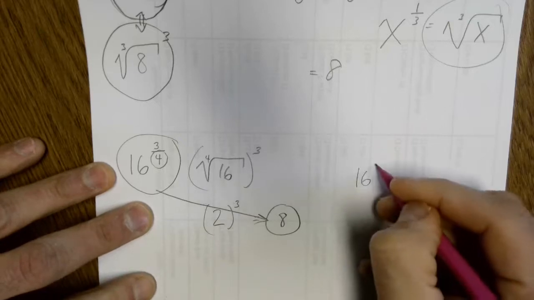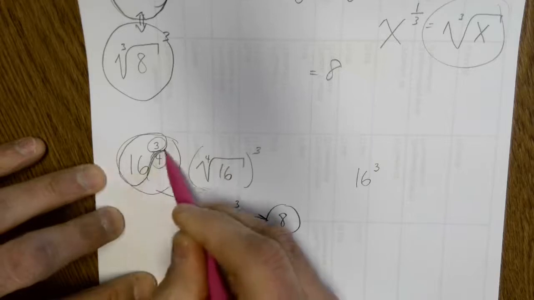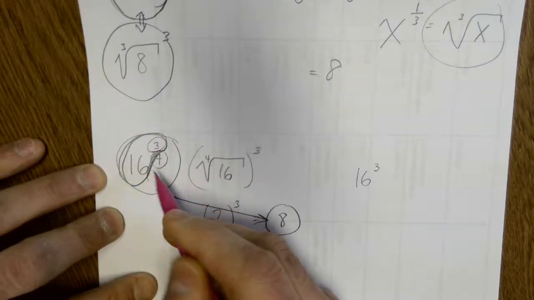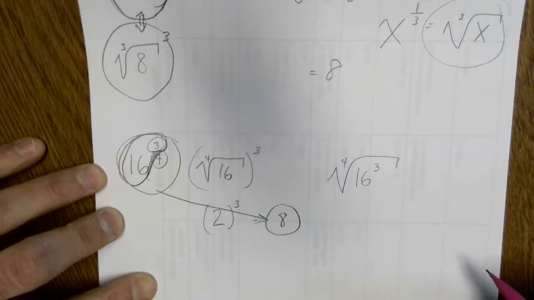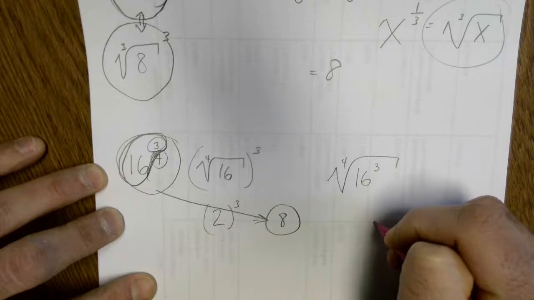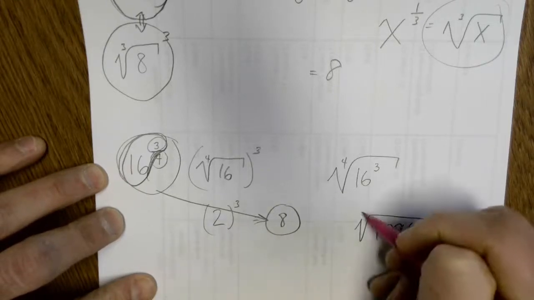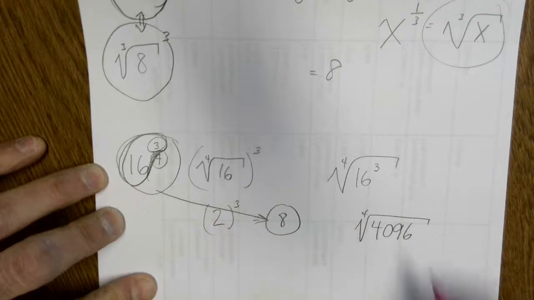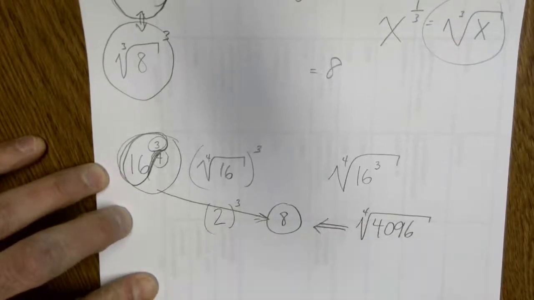So you can do 16 to the 3rd first. This just means 16 to the 3rd. So you can do that part first and then cube root, or 4th root it. So 16 times 16 times 16, go ahead and do that in your head and you'll get 4,096. Just kidding. Okay, and then 4th root that. You're going to use a calculator to help you figure that one out, and the answer will be 8 again.